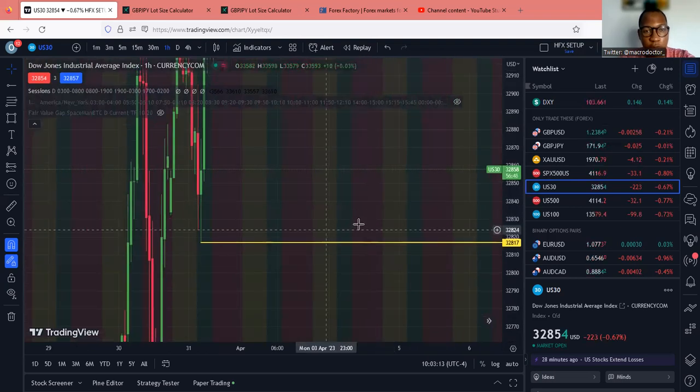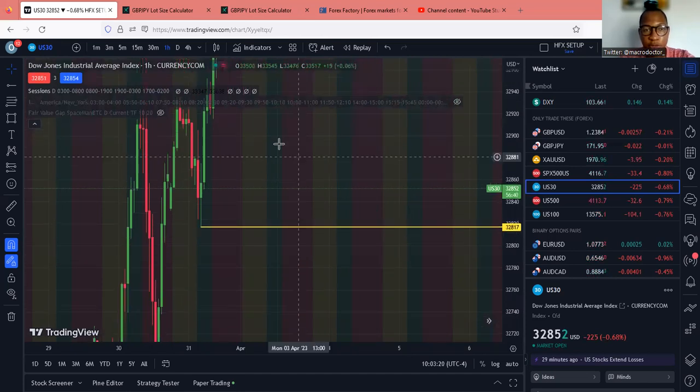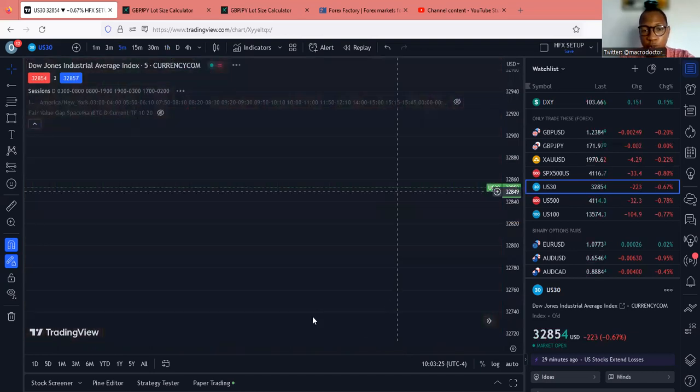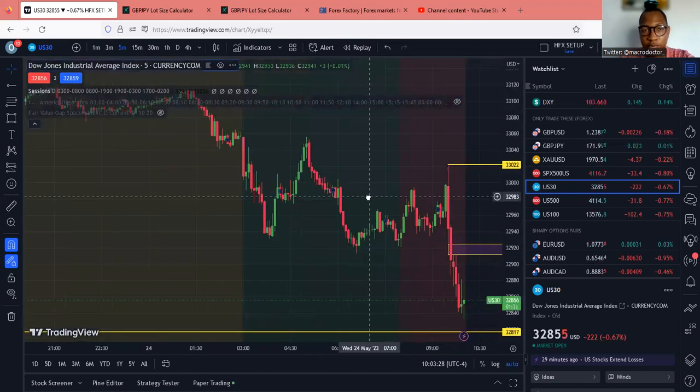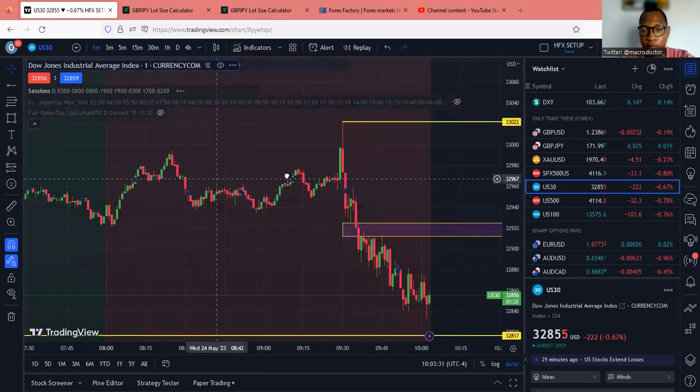Yeah, price came all the way somewhere here. There was a fair value gap here, but price closed below here. So yeah, I'm going to wait for that low to be taken out. Otherwise, I'm going in for the sell. Simple as that.